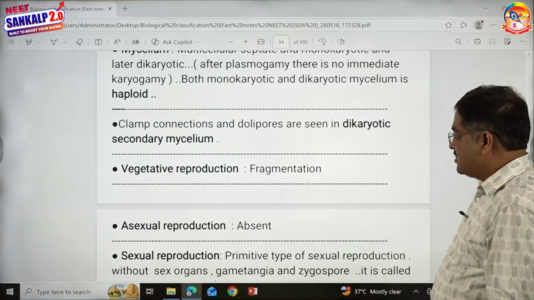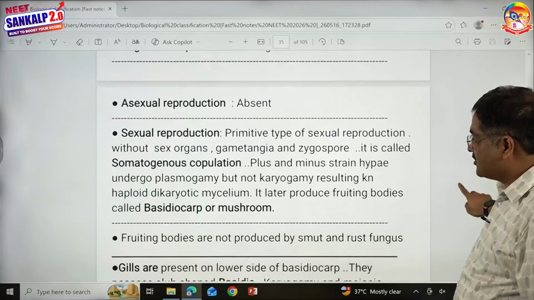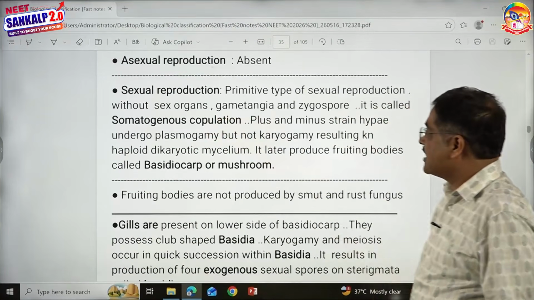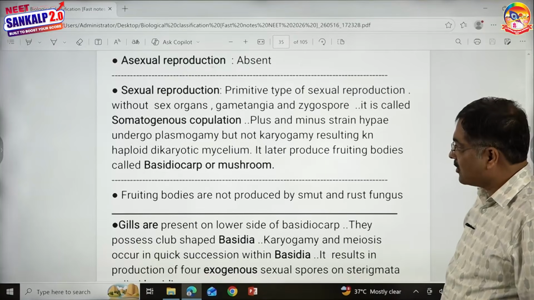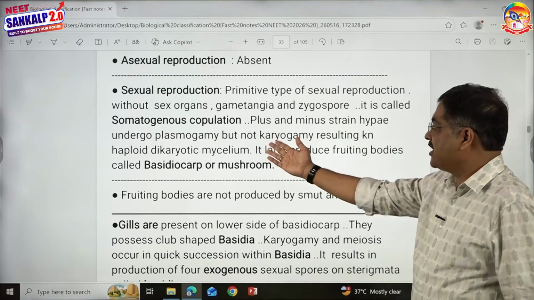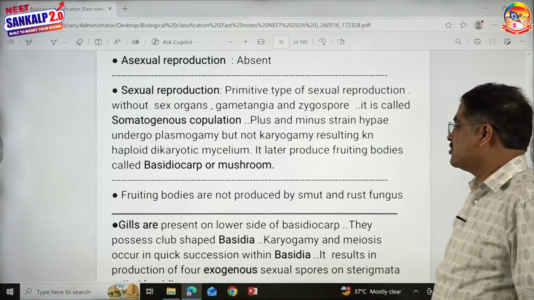Outside chance for this question to come. Vegetative reproduction by fragmentation, asexual reproduction is absent. Look at it, what I've said. Primitive type of sexual reproduction without sex organs, gametangia and zygospore. It is called somatogamous copulation. Plus and minus strain hyphae undergo plasmogamy but not karyogamy, resulting in haploid dikaryotic mycelium.